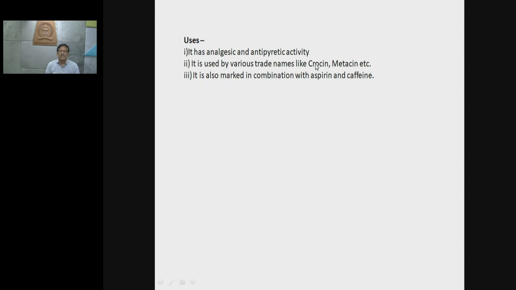And its uses: it has analgesic and antipyretic activity. So this paracetamol is used as an analgesic to relieve pains and as an antipyretic to lower the temperature of the body. It is sold under various trade names like Crocin, Metacin, etc. So in the market, Crocin also has paracetamol. Metacin also has paracetamol, and it is also marketed in combination with aspirin and caffeine. So these are the uses.